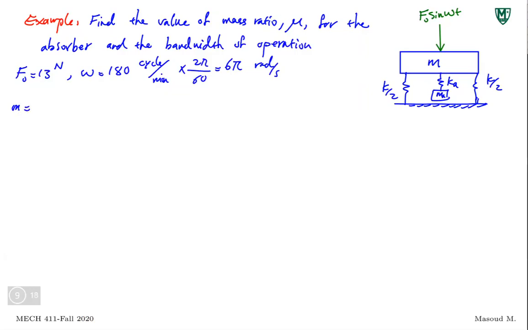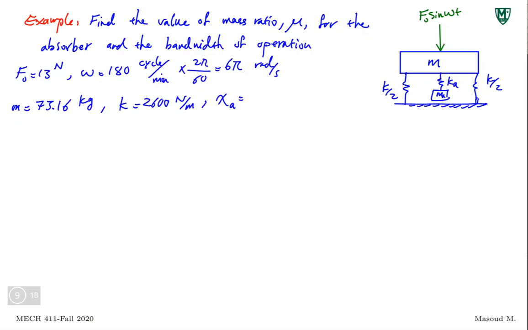Mass of the primary structure is 73.16 kilograms. K, which is the value of stiffness for the springs attached to the primary structure, is 2600 newtons per meter. XA is the amplitude of the displacement of the absorber. This is a constraint you're given.